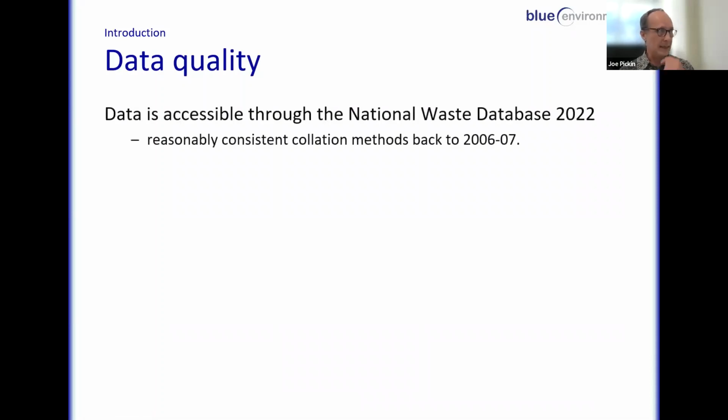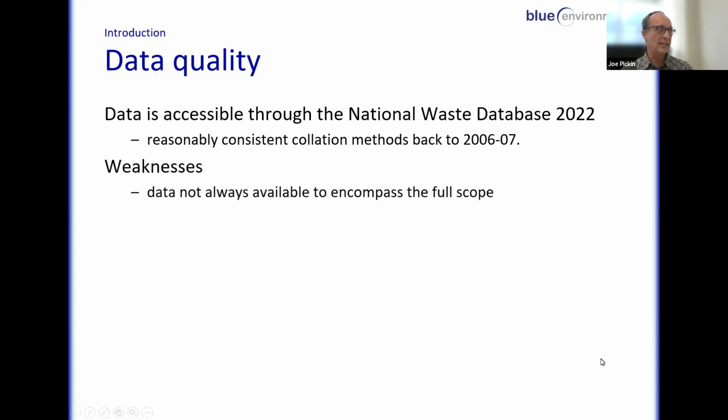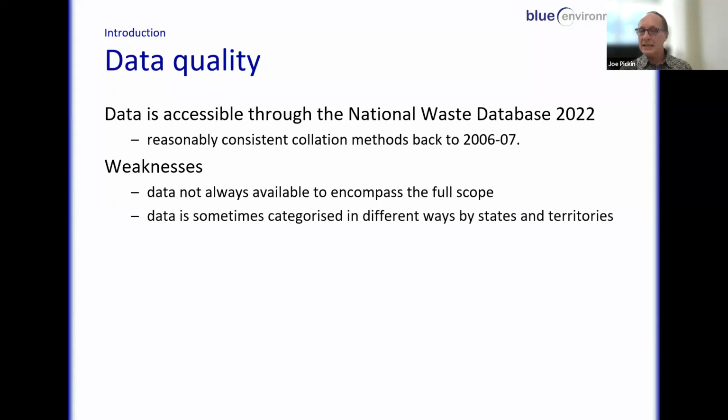Okay. All right. Now, as a data geek, we have to discuss quality before we go further, and there are some weaknesses in this system. Data is accessible through a national waste database. It's available online, and it's reasonably consistent in methods going back to 2006-7 to give us this longitudinal data set. Weaknesses then: data is not always available to encompass the full scope. We have to make estimates to fill gaps sometimes. Data is sometimes categorized in different ways by states and territories, and we have to merge and marry them together.